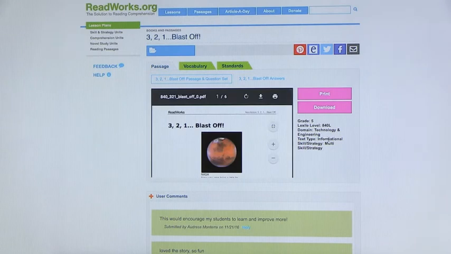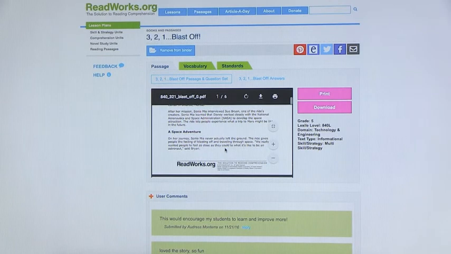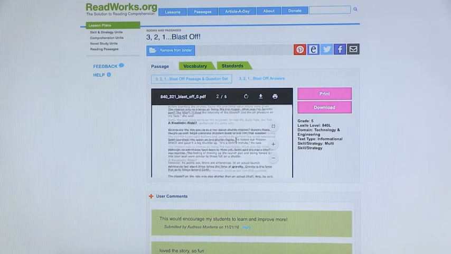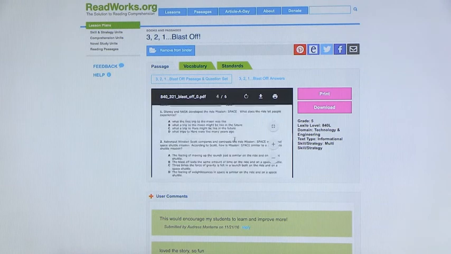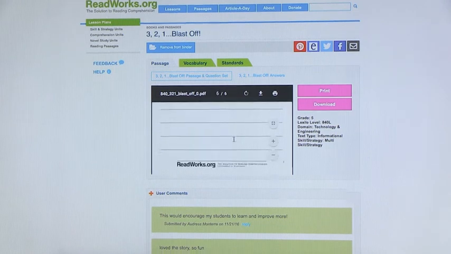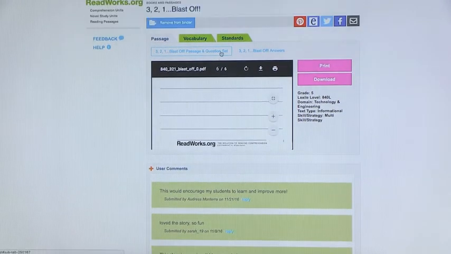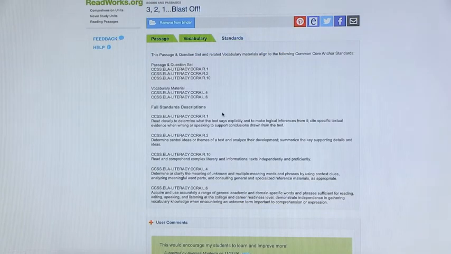So this is for 5th grade, it tells me the lexile level. It's in technology and engineering. So I'm looking at some science stuff. And you go through and you do the reading. And then it gives some comprehension type questions at the end. But one of my favorite parts is it'll show you where it aligns to the standards.